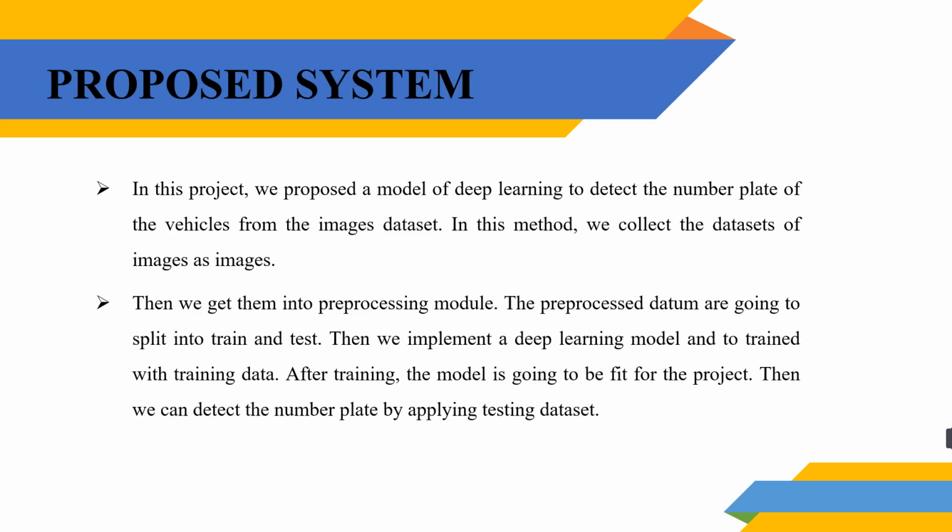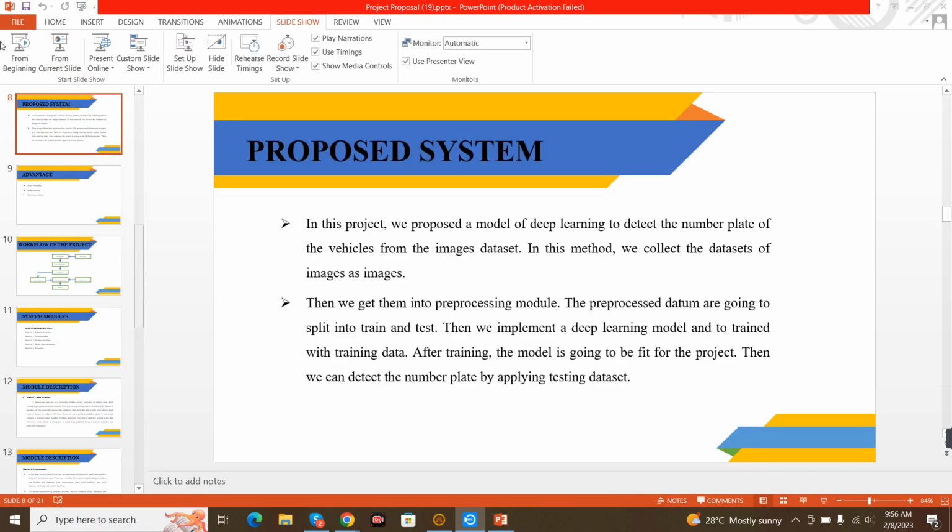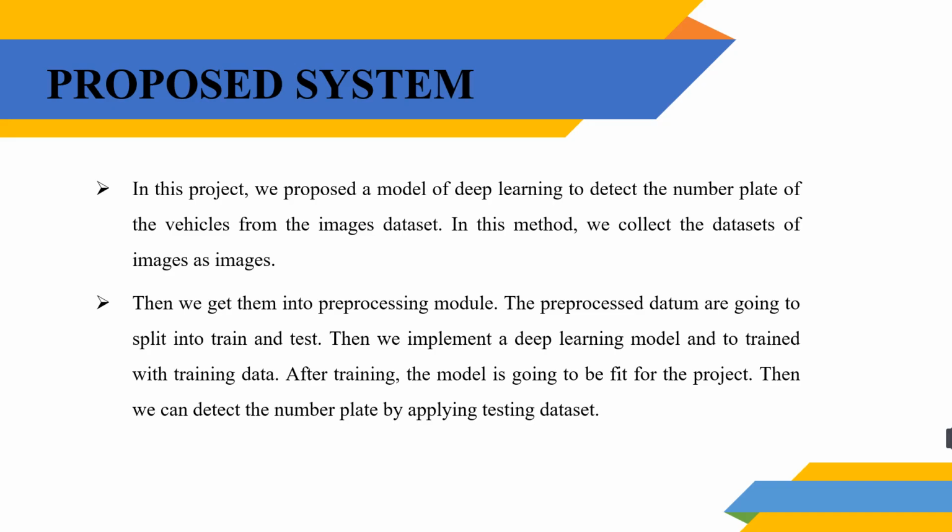But in the proposed system, we proposed a model with deep learning to detect the number plate of the vehicles. First of all, we collect the data sets as images. Then we get them into the pre-processing method, and we implement the deep learning model. In the proposed system, we are using the Xception model of deep learning for the identification of the number plate of the vehicles.